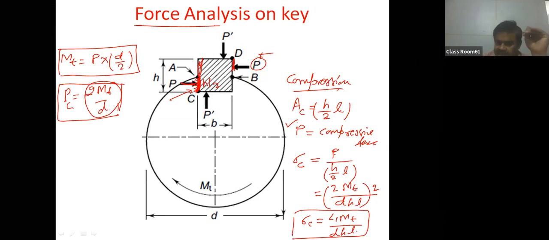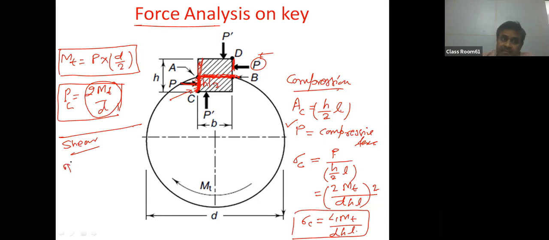At a similar time, think of this cross section. Let this be point A and this be point B. So think of the cross section AB. This cross section is under shear. Due to this force, this cross section will be under shear. So what is the area of this cross section? Now I'm working on the shear, and I have completed the compression part.